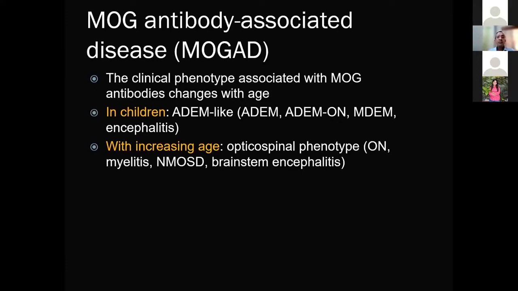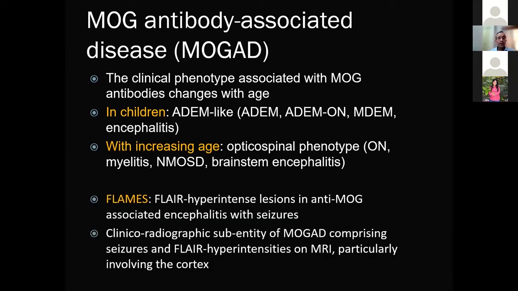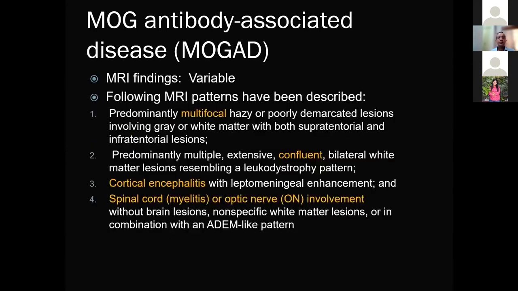I will be discussing the MOG antibody associated disease, MOGAD, because there are many cases and it has very overlapping spectra. In children, mostly the spectrum is ADEM-like. With increasing age, there is more of an optico-spinal phenotype. There is an entity, FLAMES, which is a clinico-radiological sub-entity comprising seizures and FLAIR hyperintensity on the MRI, particularly involving the cortex, and it refers to the FLAIR hyperintense lesions in anti-MOG associated encephalitis with seizures.